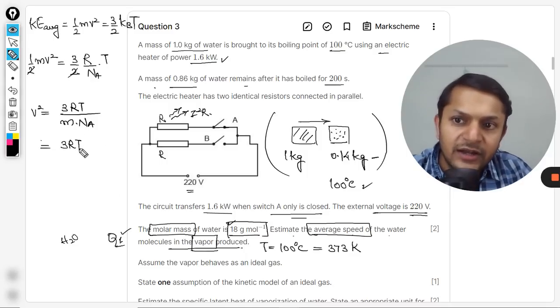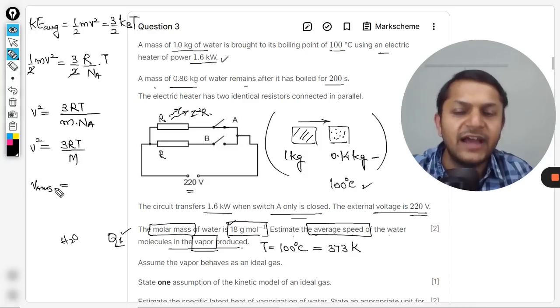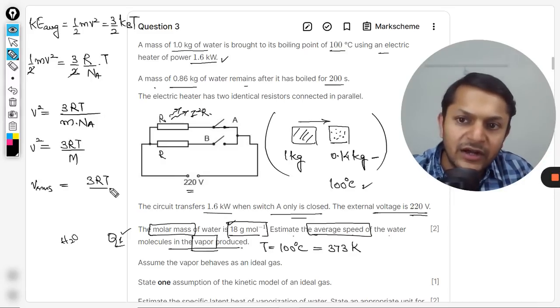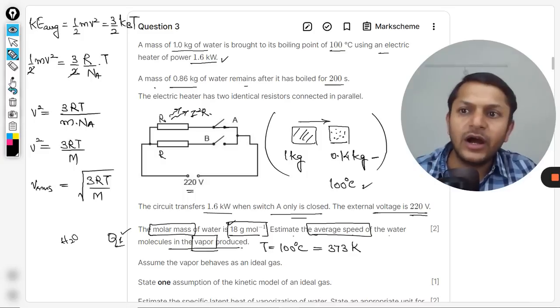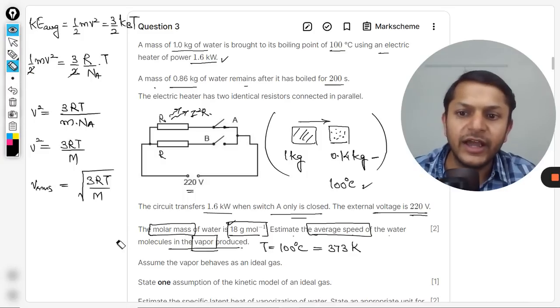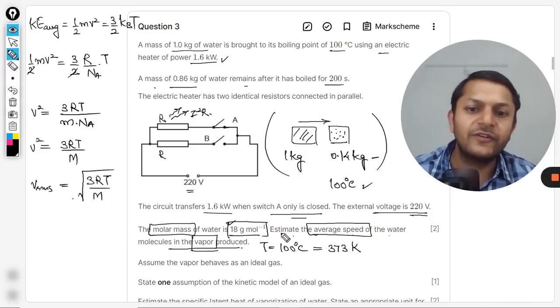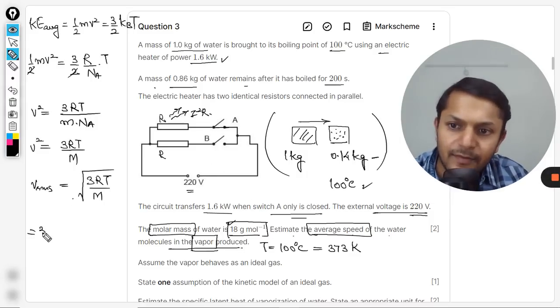So 3RT divided by capital M is v square. So this velocity is actually average, and average is written as RMS here. This will be the square root of 3RT divided by M. There you are. We have the formula in our hand. Now we just need to plug the values here, and we can find the answer. Let us see.